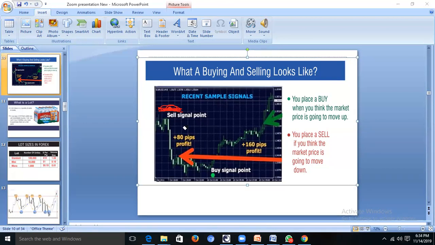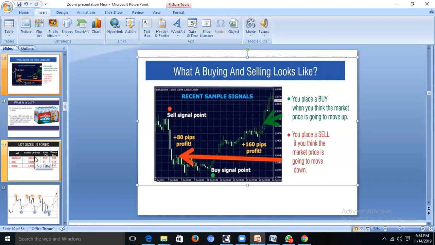But as a retail trader, you don't have such money to withstand the volatility of the market. So always use stop loss. Stop loss helps you to prevent losing all your money. Now, if you are using a standard lot, what you are going to make is $800 for this particular movement.